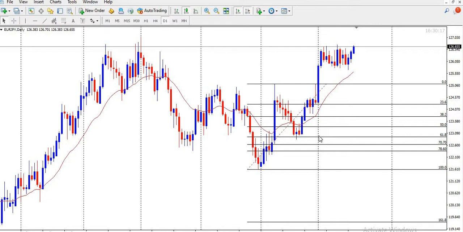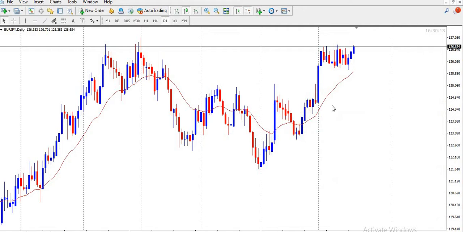The third one is this: I use my fib to draw my key levels, and this is how I do that.